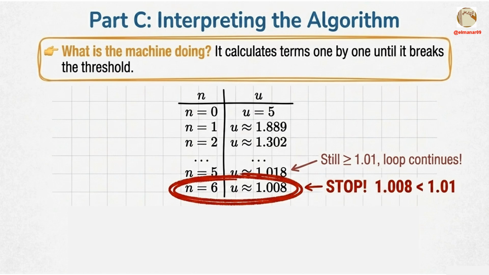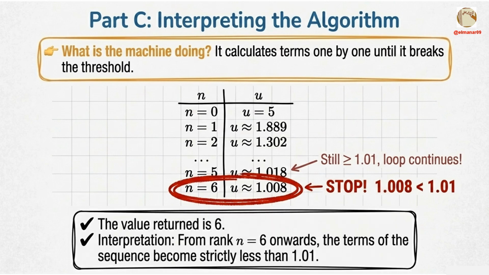Finally, 1.008 is less than 1.01, so the condition U greater than or equal to 1.01 is no longer true, and the loop stops. The value returned is 6. This means that from the 6th rank onwards, all terms of our sequence are strictly less than 1.01.